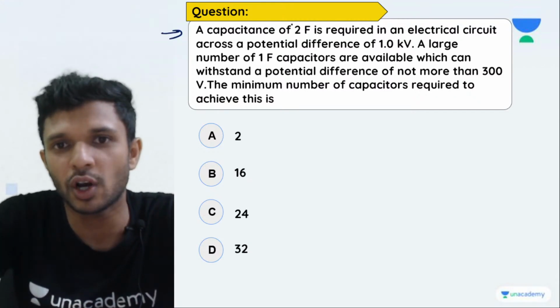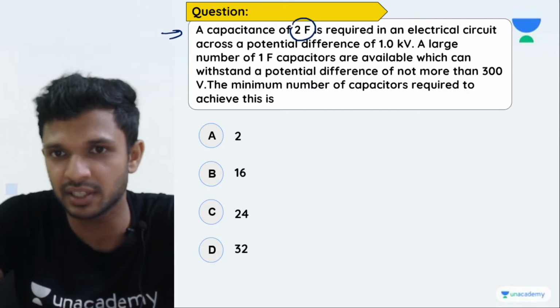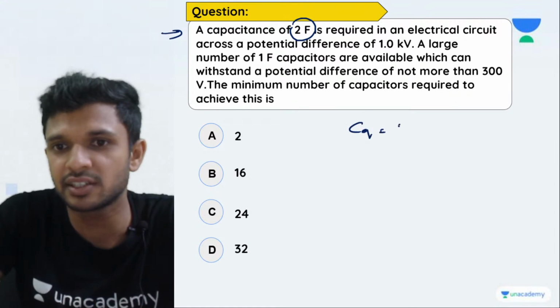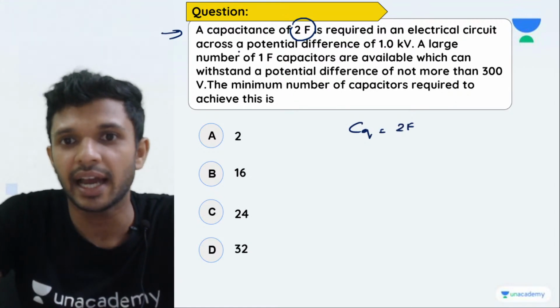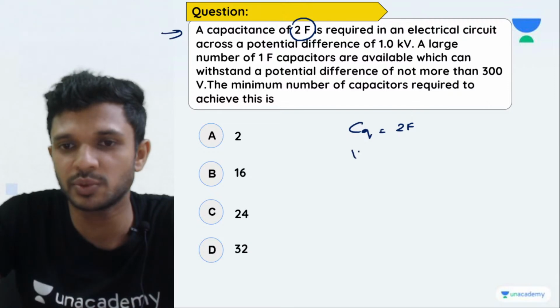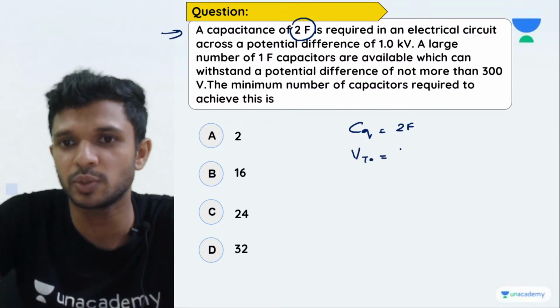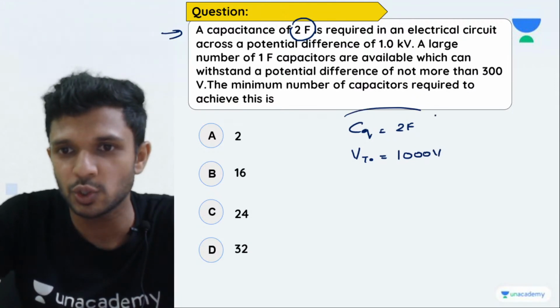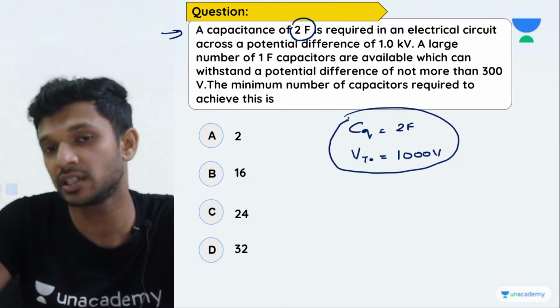A capacitance of 2 farad is required in an electrical circuit, which means the equivalent capacitance should be 2 farad, right? Across a potential difference of, which means the total potential should be equal to how much? 1 kilovolt or 1000 volt, right? So this should be the total output from a circuit.